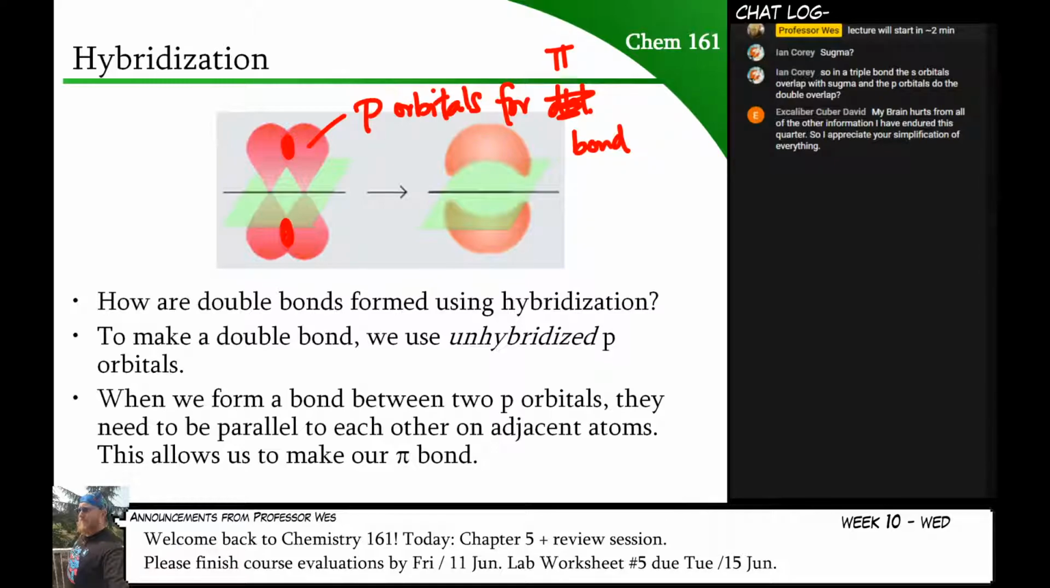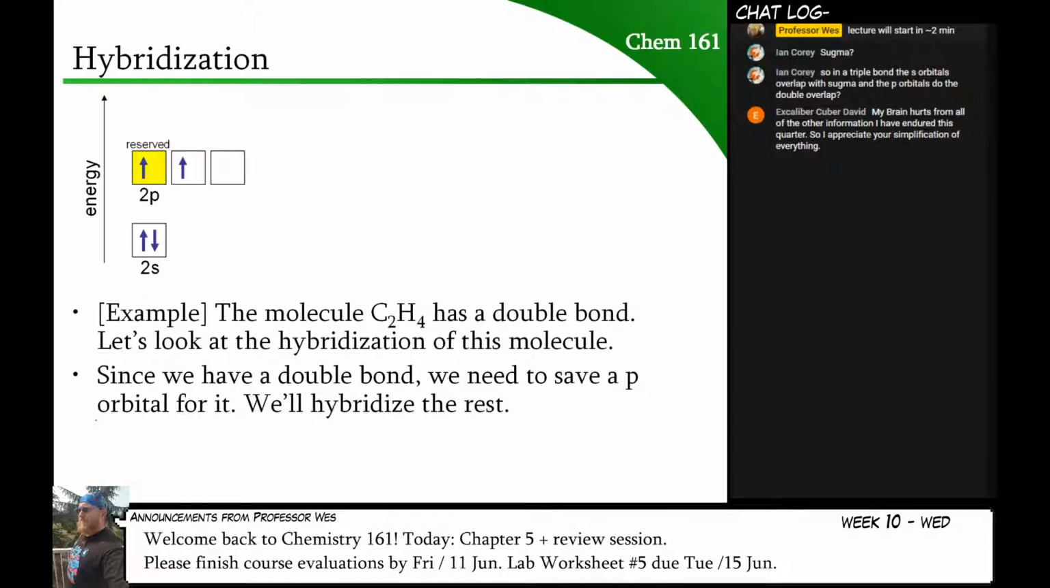Also, I should put this felt tip pen away because it's obnoxious. In order to make a pi bond, we just don't hybridize our orbital that we're going to use for it. So for instance, if this is my structure that I'm going to make, I need a pi bond right here, right? So I need to save a p orbital for the pi bond.